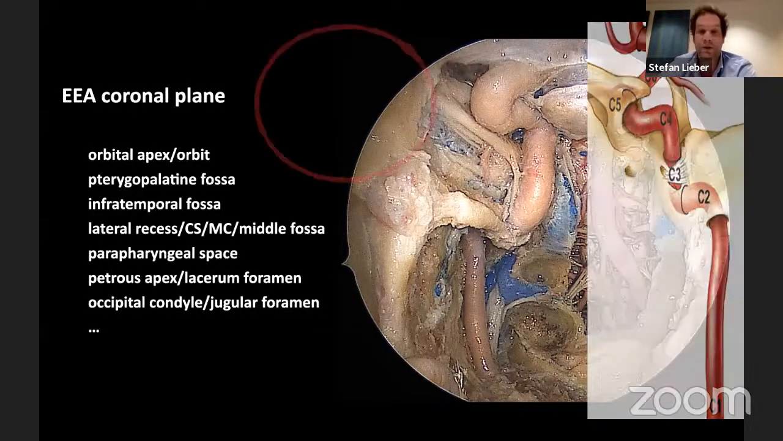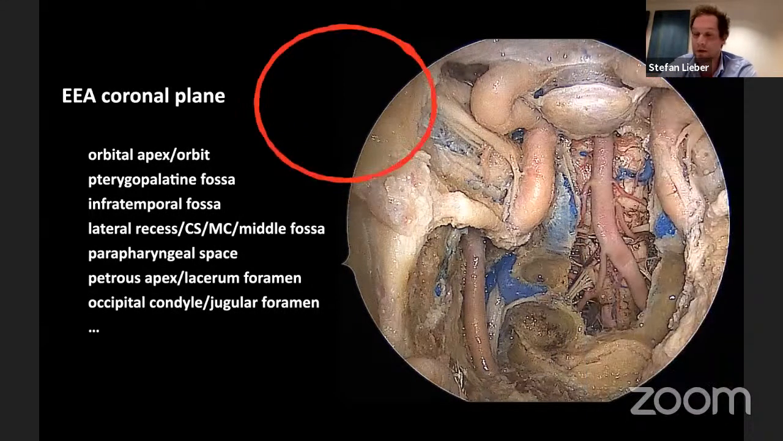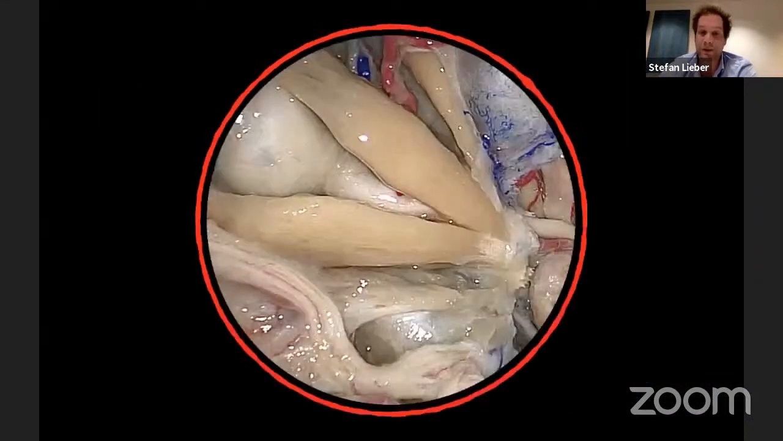Just briefly, some of the modules that can be approached by the endonasal approach in the coronal plane. This is orbital apex and intraorbital pathology. Depends on the reach of this. Superiorly, with adequate exposure, can reach up to the 12 o'clock position. I'm just briefly covering this module.